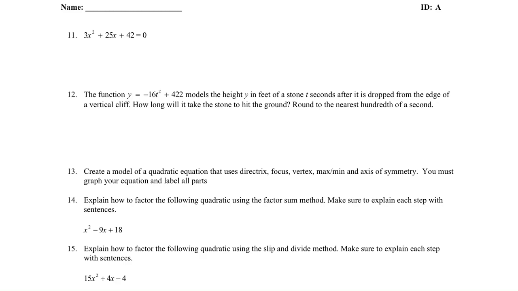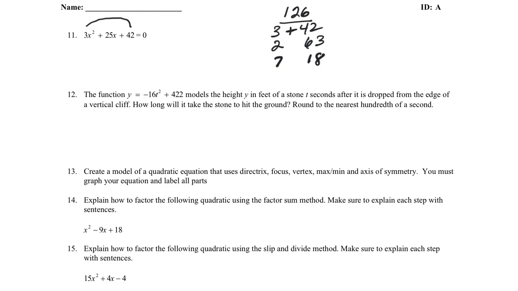This is the third page of the review. I didn't get to do it earlier. So 3 times 42 is 126. So I listed some numbers, 3 and 42, 2 and 63, and 7 and 18.